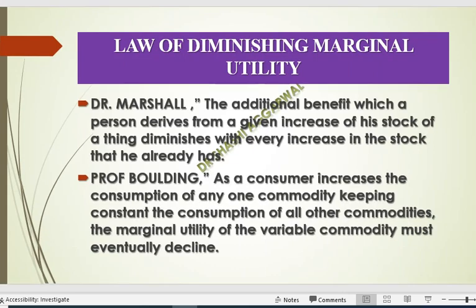According to Dr. Marshall, the additional benefit which a person derives from a given increase of stock of a thing diminishes with every increase in the stock that he already has. According to Professor Boulding, as a consumer increases the consumption of any one commodity, keeping constant the consumption of all other commodities, the marginal utility of that variable commodity must eventually decline.